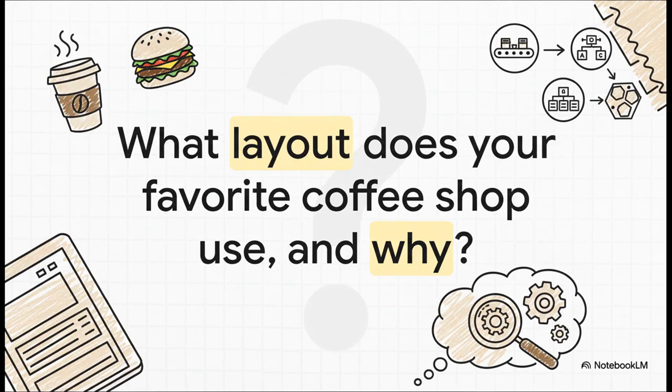So to wrap this up, I want to leave you with a little challenge. The next time you're out grabbing a coffee or a burger, just take a second and look around. What kind of layout do you see? Is it a product layout designed for pure speed, a process layout with different stations for different tasks, or maybe even a little cellular hybrid? See if you can spot the design choices they made, and more importantly, ask yourself why they made them.